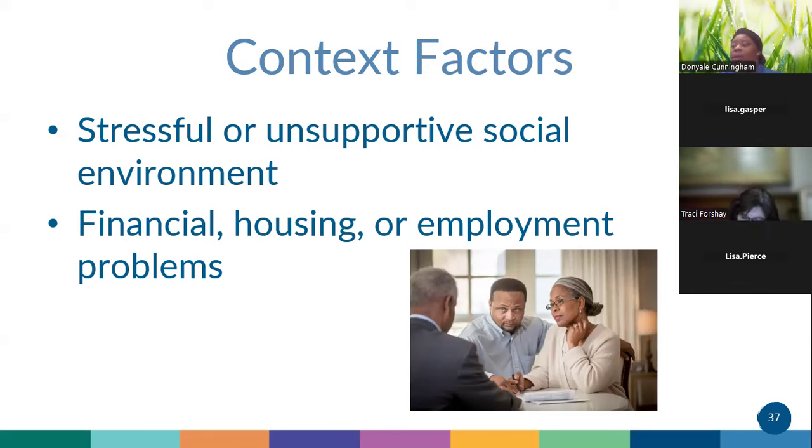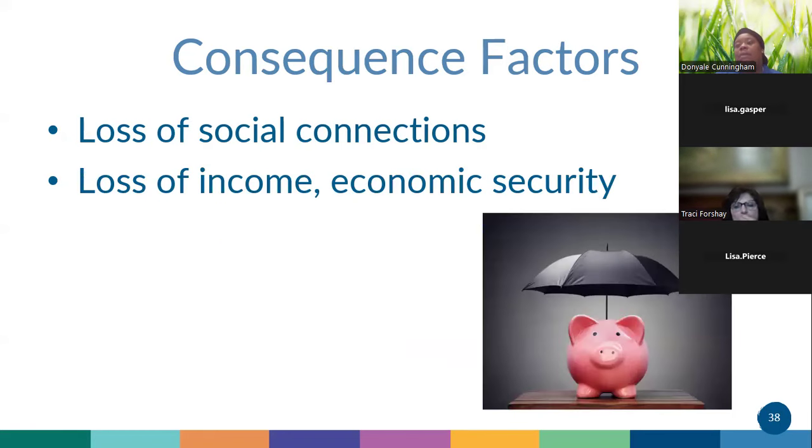Financial health affects and is affected by every aspect of a person's life, including where they live, where they work, how healthy they are. So these are some context risk factors here. And then next is going to be consequence factors. So the loss of the social connection.